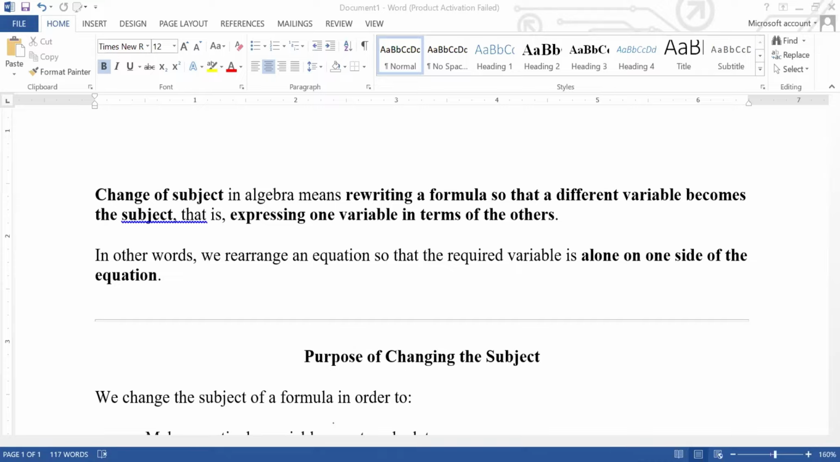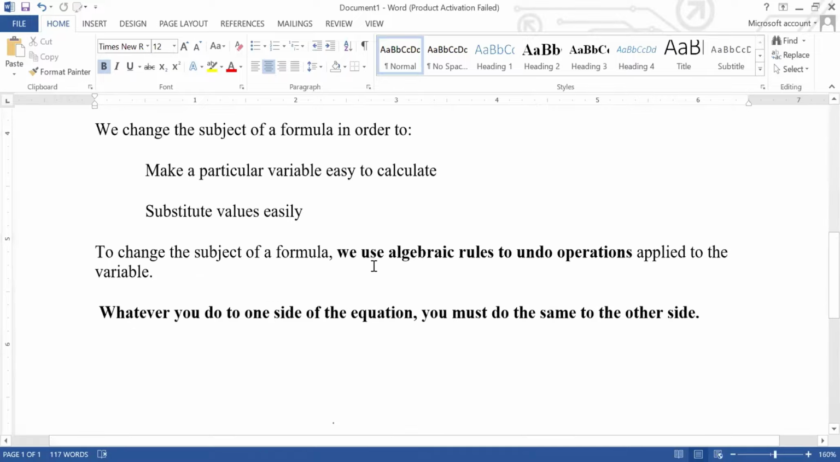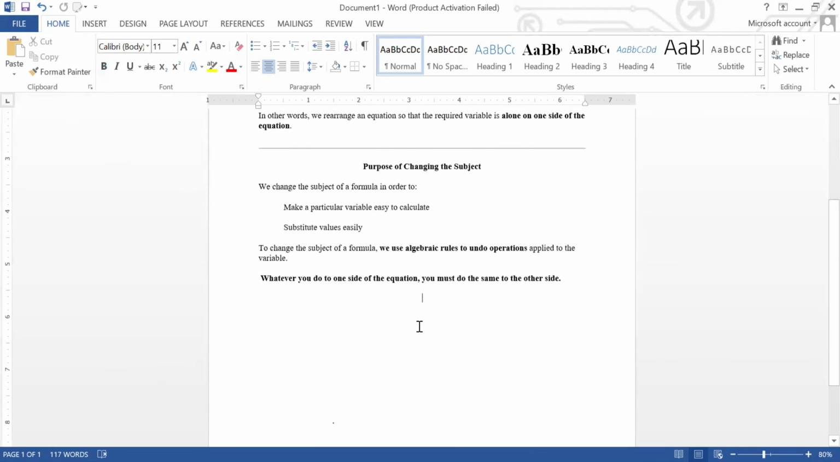Scroll up. Okay. Sorry. Karen. We change the subject of a formula in order to make a particular variable easy to calculate. Substitute values easily. To change the subject of a formula, we use algebraic rules to undo operations applied to the variable. Whatever you do to one side of the equation, you must do the same to the other side. All right, thank you.